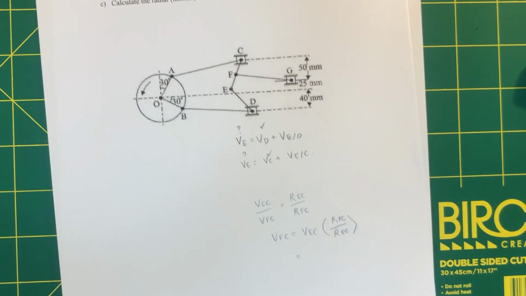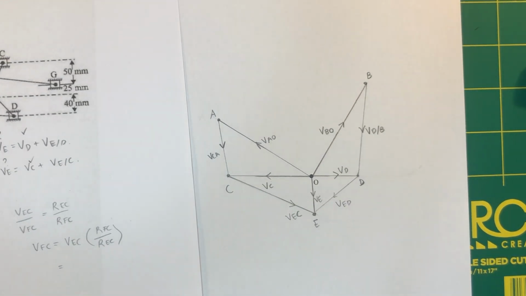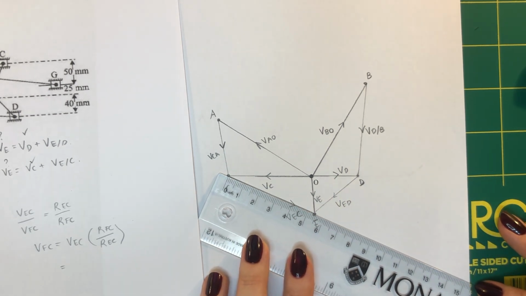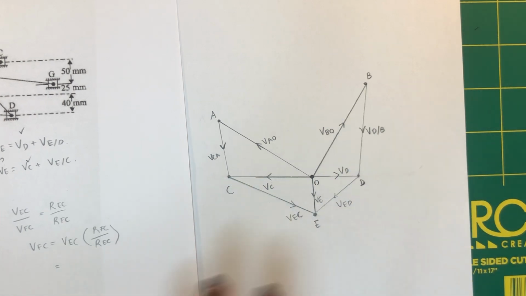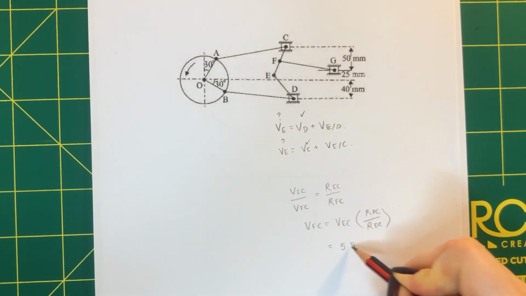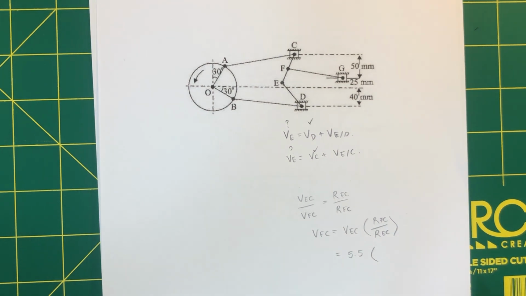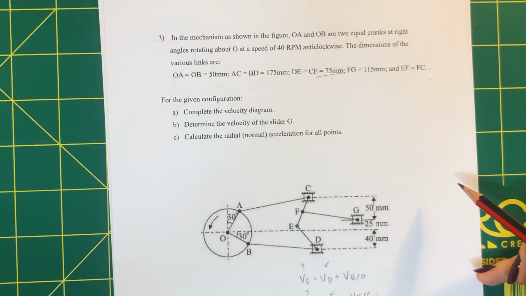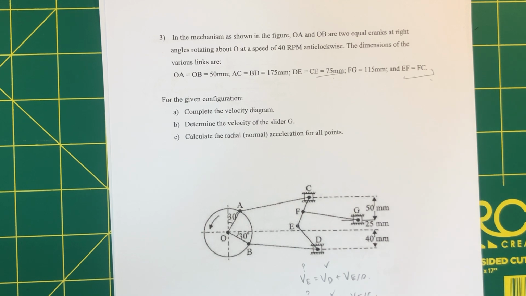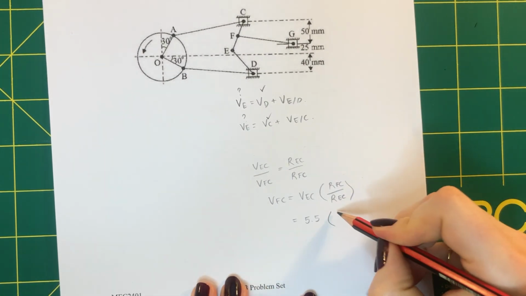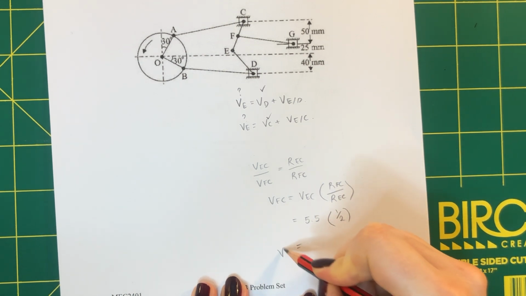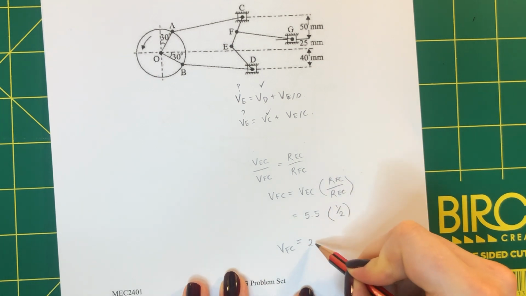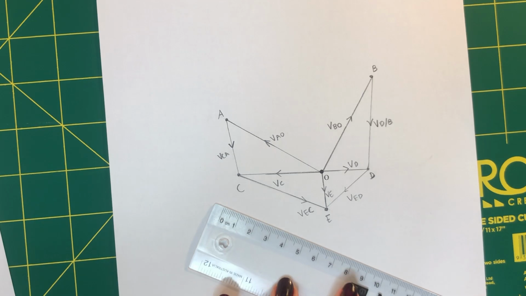Now we know the velocity of EC. We can measure it from our diagram. Velocity of EC is accurately, let's say, 5.5 centimeters, multiplied by the ratio of the links. Now in the question, we're told that the length CE is 75 mm and that EF equals FC. So that ratio is going to be a half. So if I do this calculation, velocity of FC is going to be 2.75 centimeters. Back to my diagram.